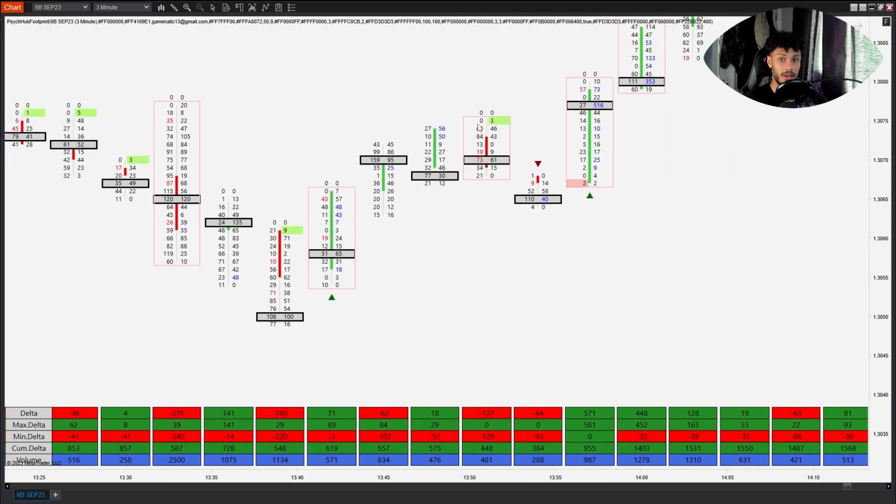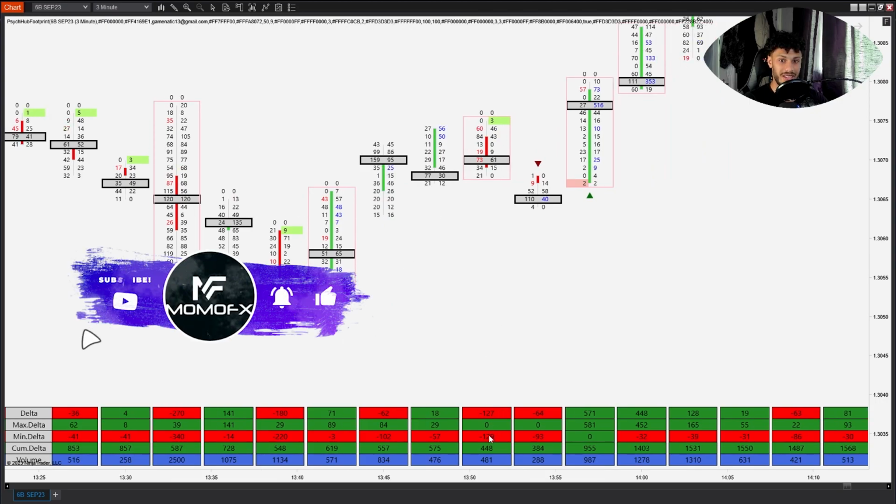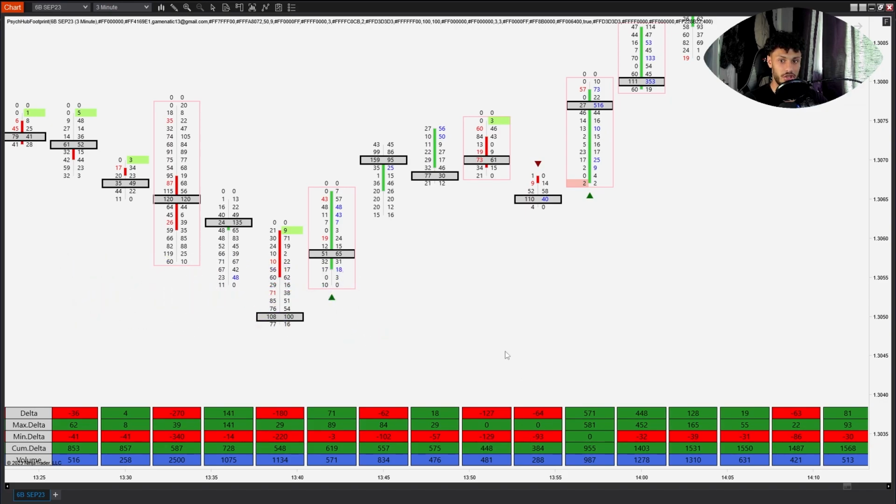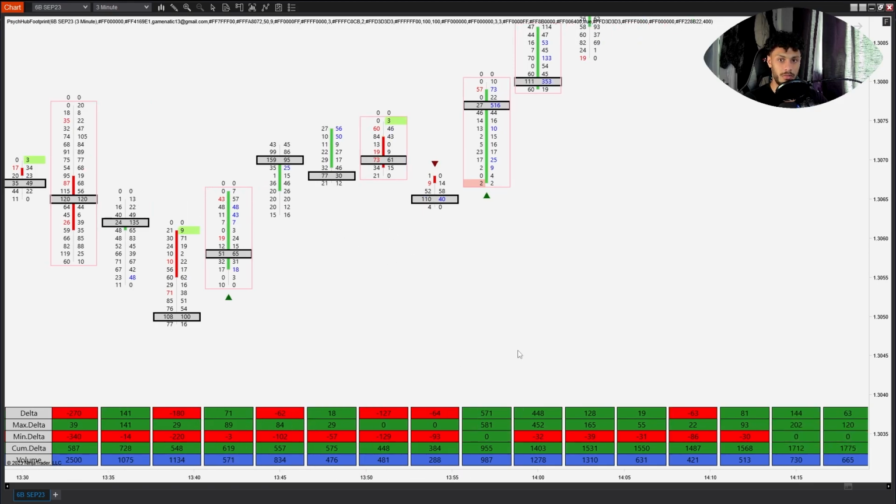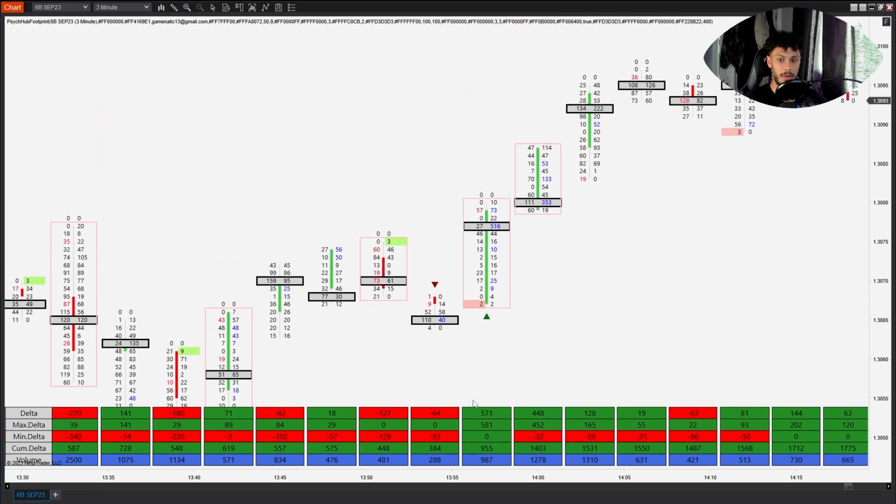As we keep going, sellers once again try to step into the market on minus 129, minus 93, and literally zero buying, but price isn't going anywhere. You still would have been in profit right here. As you continue, boom, the sellers really take control right here. 571, 581, and the selling right here is zero.